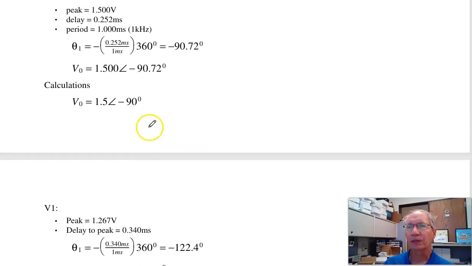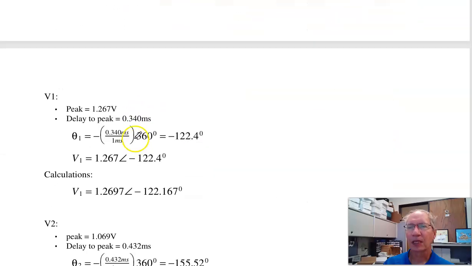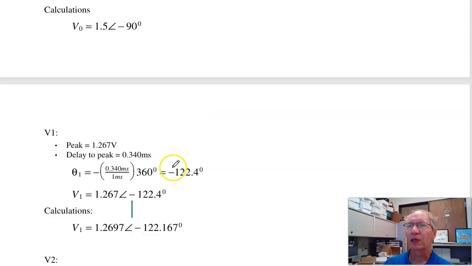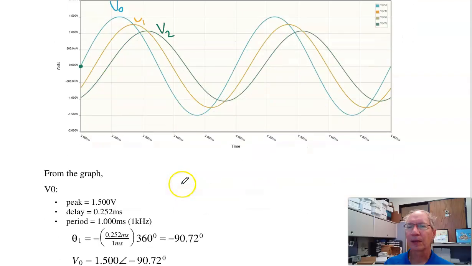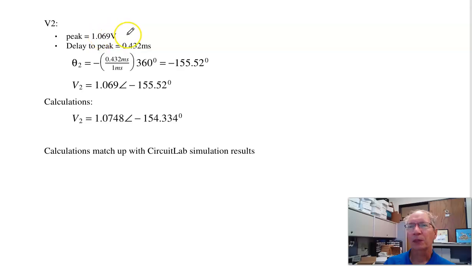For V1, the yellow line, here's the peak. The peak is 1.26 volts, delayed by 0.34 milliseconds, corresponding to minus 122 degrees. Here's the calculations. Again, those match. For V2, the green line, here's the peak. There's the delay. Peak is at 1.06 volts, delayed by 0.432 milliseconds. 0.432 milliseconds corresponds to minus 155 degrees. Here's what CircuitLab gave me. Here's my calculations. Again, they match.